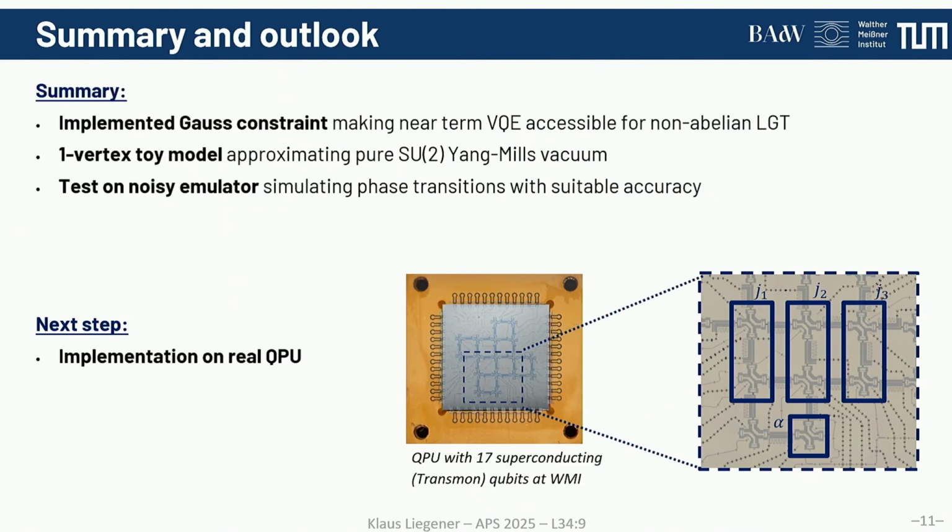So, summarizing, we propose implementing the Gauss constraint today that would make really this non-abelian lattice gauge theories accessible to tools like VQE, reducing both qubit number and optimization parameter numbers. We studied a small vertex test model, toy model to look at this with SU2 Yang Mills Theory vacuum, both in an ideal and noisy environment, and saw that things like phase transitions can actually qualitatively be described with nice accuracy. And the next step, once our devices in our laboratories become online, we look forward to really implement this in Z2. Thank you very much for your attention.